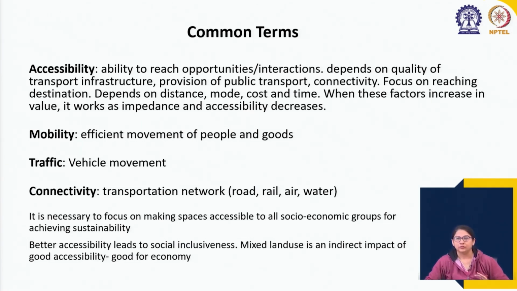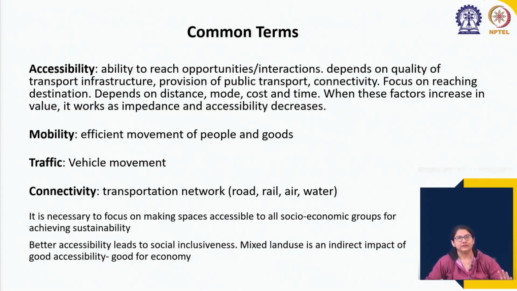So, mobility is about the efficient movement of people as well as goods, whereas traffic is mostly concerned with vehicular movement, and connectivity is a property that is derived from the transportation network. We can assess connectivity of the existing railway network, road network, as well as air and water transportation networks, where the number of services often represents the network.